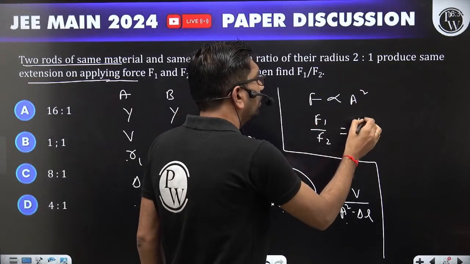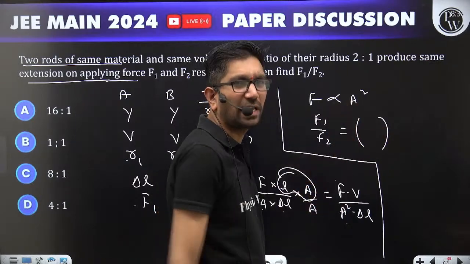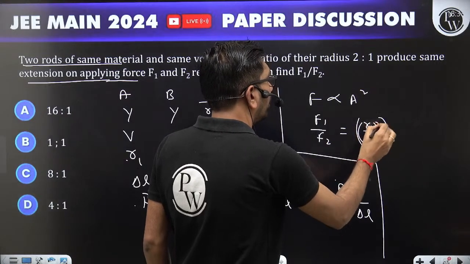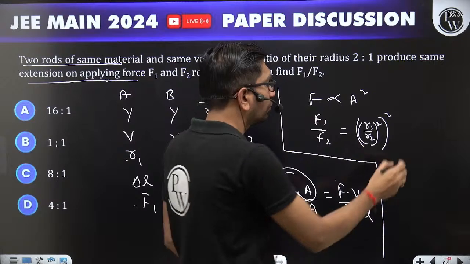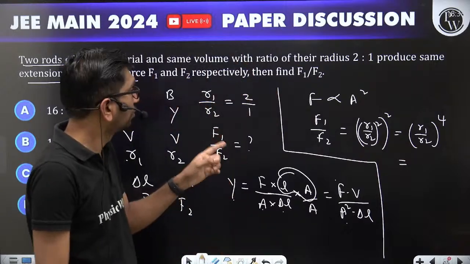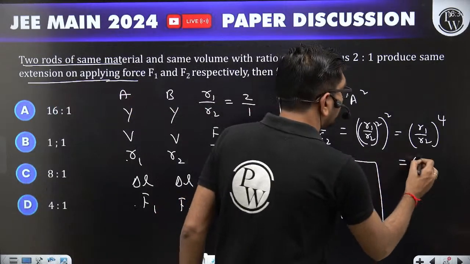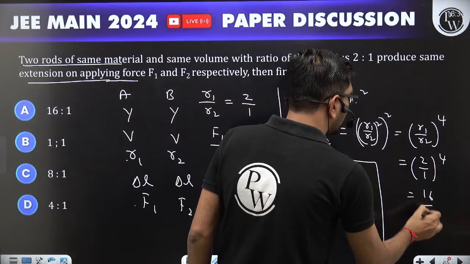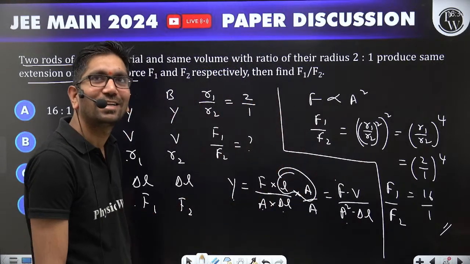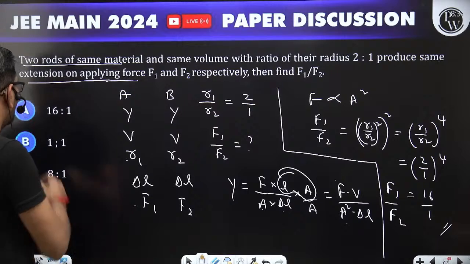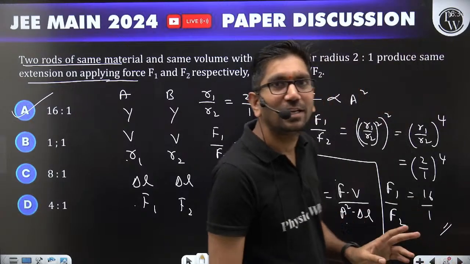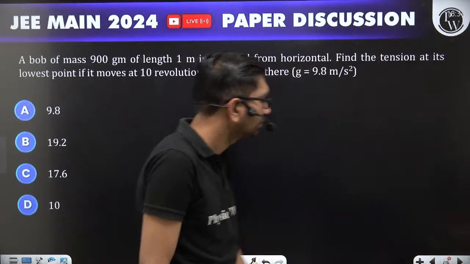Then F1 by F2 equals, pi r square, so R1 by R2 whole square, and one more square, so finally R1 by R2 whole power 4. R1 by R2 given in the question is 2 by 1, so 2 by 1 whole power 4 is 16:1. F1 by F2 is 16:1, the final answer. Option A is the correct answer. Is it clear? So let us move toward the next question now.